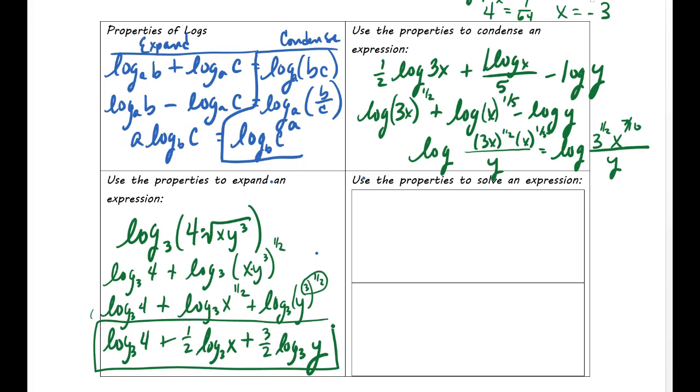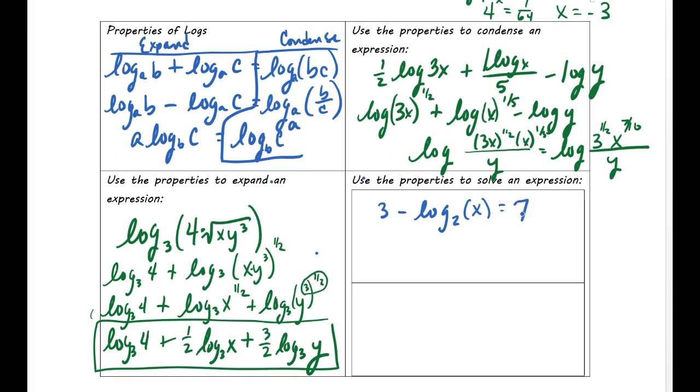All right, use the properties to solve an expression. So now we're going to get into the fun stuff. So we got two examples here. One of them's going to be like, what if it's 3 minus log base 2 of, I don't know, maybe it's like a x equals 7, something like that.